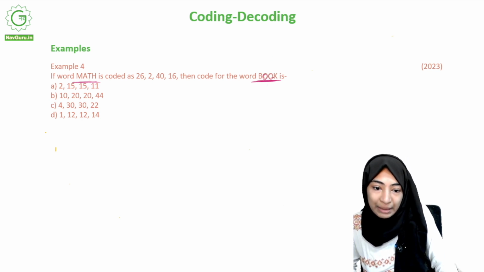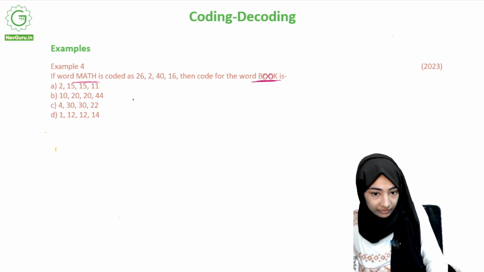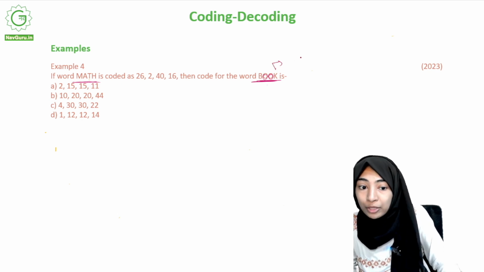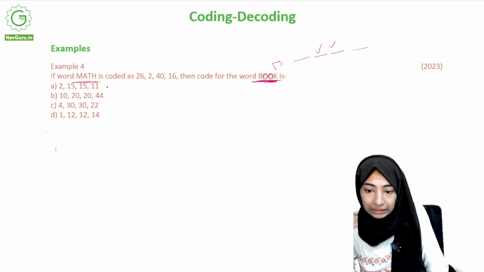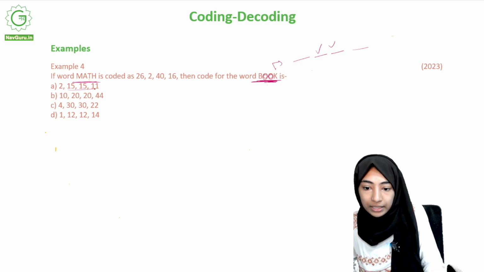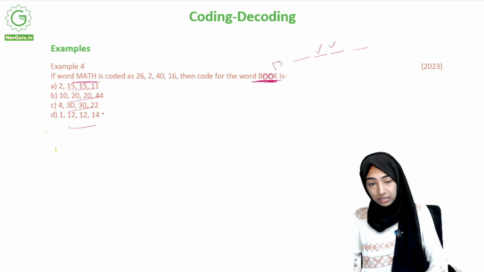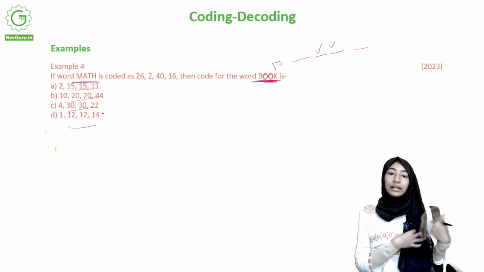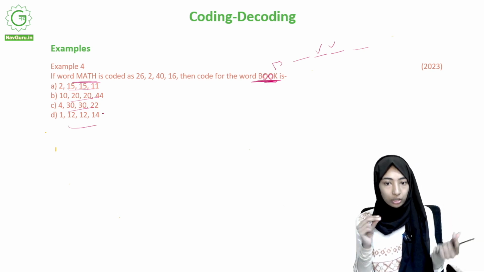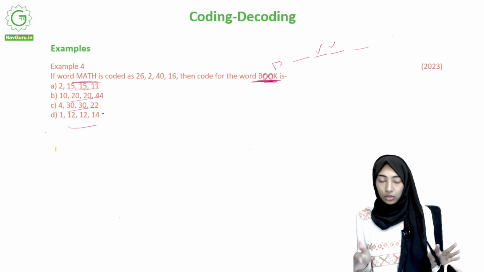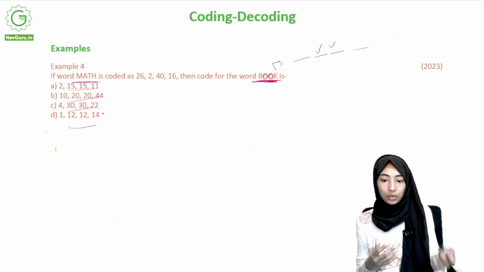Here, O, you have the same letter. So in the code that is given, you can guess that the second and third number should be the same, because here it's the same letter, right? But here it's not of any use, because the second and third letter is the same for every code, so that doesn't work. But there are situations where it will work. These shortcuts help a lot while trying to do questions quickly.